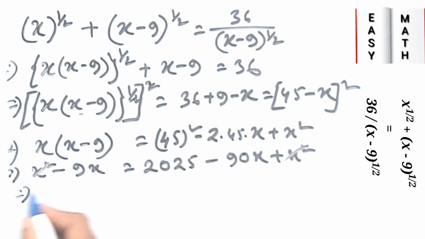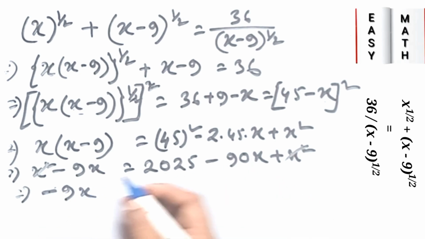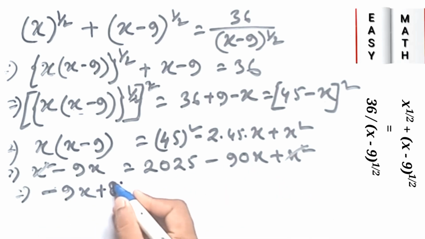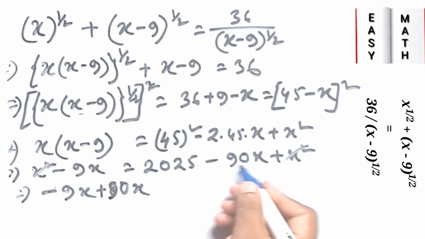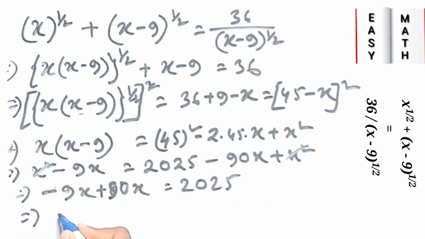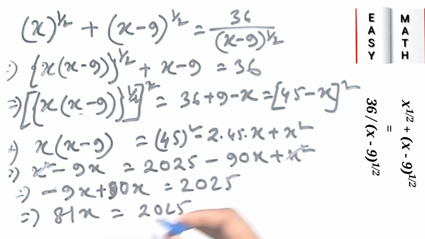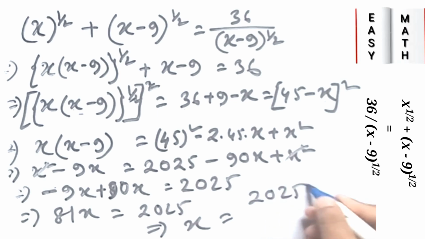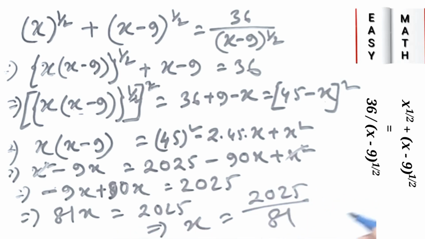So we can write this is the minus 9x, and this is the plus the 90x, and this is the 5. So this is cut, the 81x, and so we can write the x value. This x value is 5 by 81. So this is cut here, so we write the x value is this.